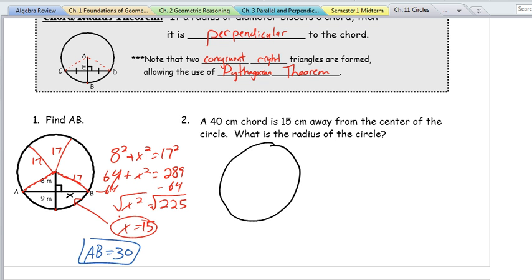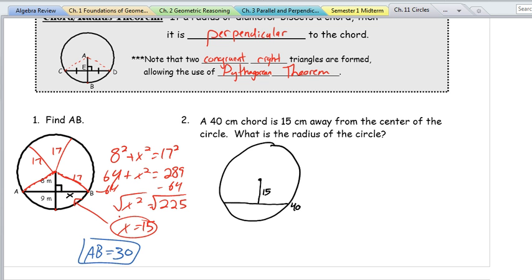We know we have a center, and we know we have a chord. Always draw that chord at the bottom. That's probably going to be the easiest for you. We know a chord is 15 centimeters away from the center. So this is 15. The chord we already said is 40. I put that there for a reason.